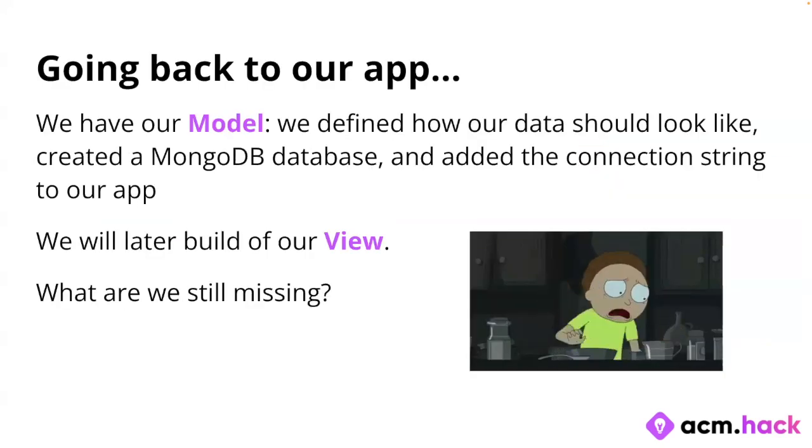So going back to our app, we have our model. We defined how our data should look. We created a MongoDB database, and we added the connection string to our app. And I said we will be building our view later on. So what are we still missing? I will be very surprised if I had to prompt you to answer, because hopefully you still know that we're missing the controller part in our app. MVC, we have the model and view. We're still missing the C part, which is the controller.